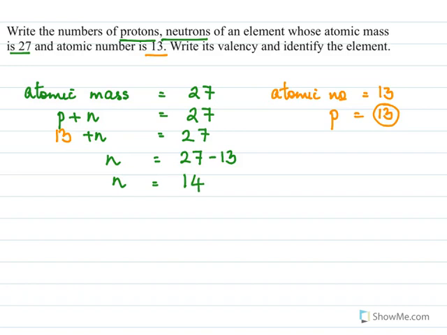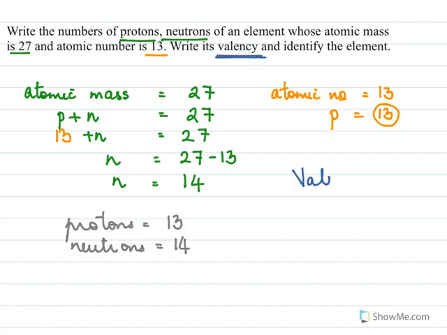So the question is find the number of protons. So we know protons equal to 13 and neutrons equal to 14. The other part of the sum says write its valency.